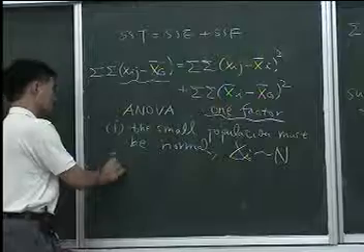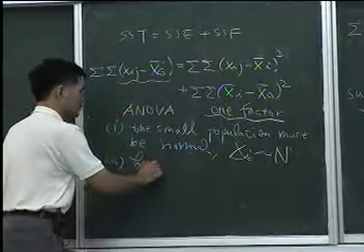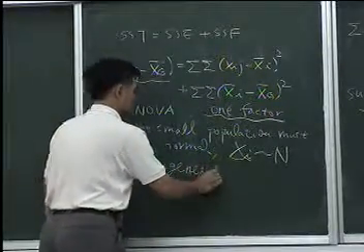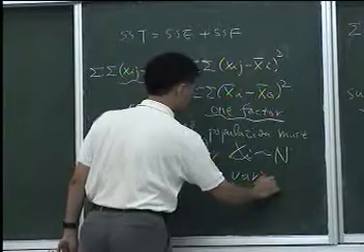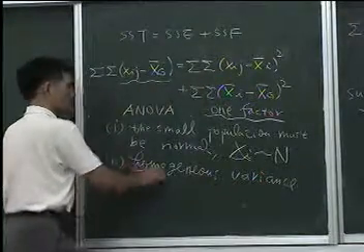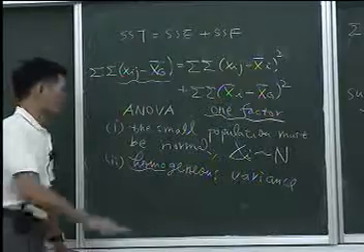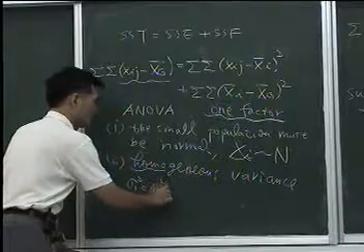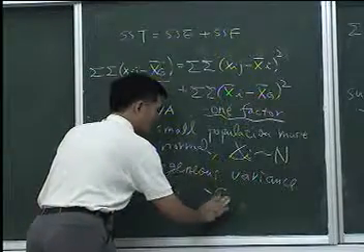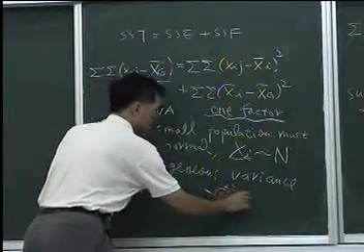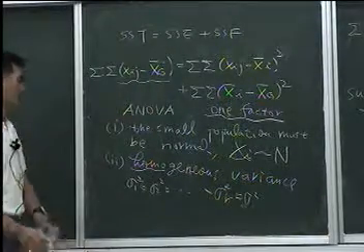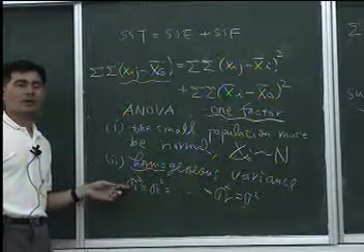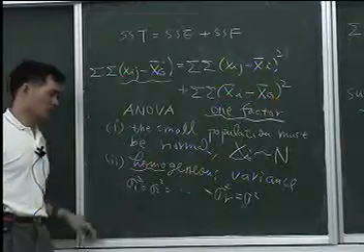The second one is homogeneous variance. Homogeneous means the same. So what does this say? This says sigma 1 squared is equal to sigma 2 squared is equal to sigma r squared, and that is equal to sigma squared. So basically, for the machines, we assume they have the same variance. The machines have the same variance.